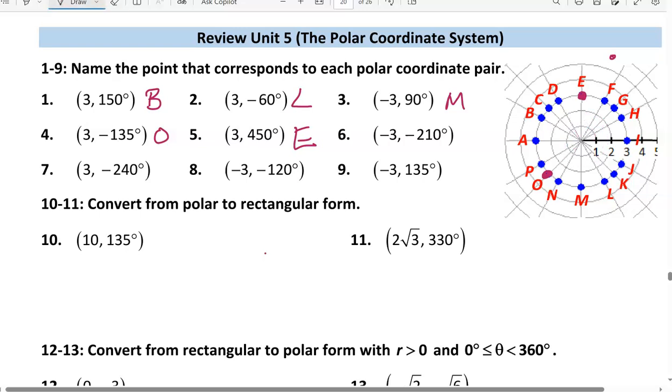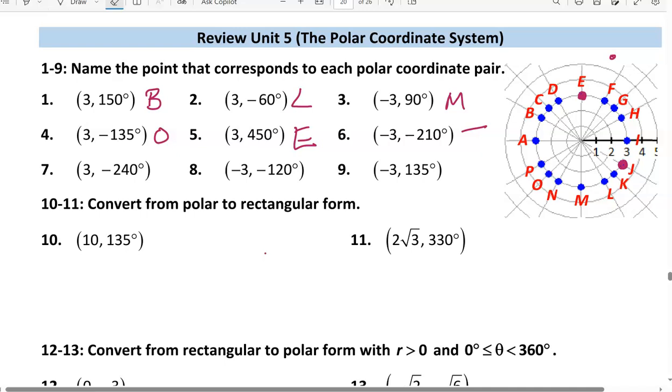For number 6, we have a negative angle, negative 210 degrees. So I need to rotate 210 from the polar axis in a direction that's clockwise. That brings us to point B. But point B has a positive radius, so for a negative radius we'll go in the opposite direction, which brings us to point J.